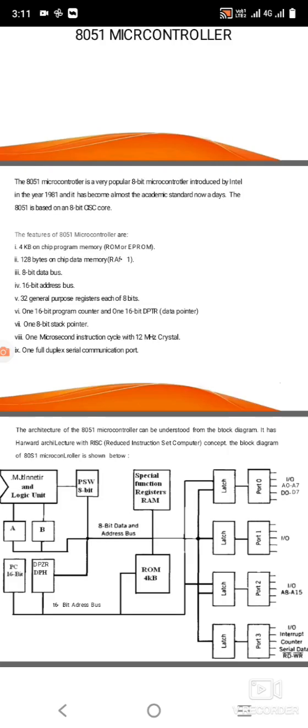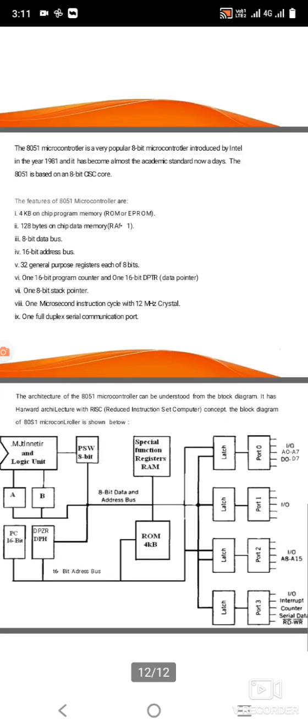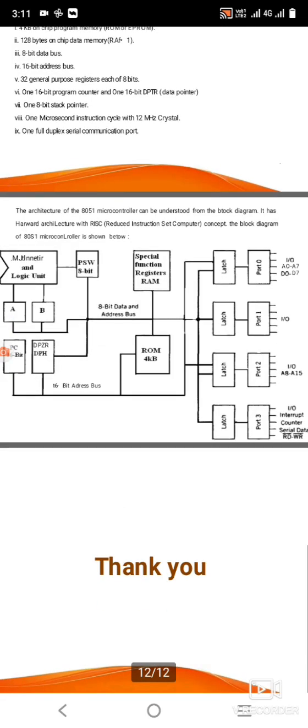Then 32 general purpose registers, each of 8 bits, two 16-bit counters and a 16-bit DPTR. DPTR is otherwise known as the data pointer. One 8-bit stack pointer, a one microsecond instruction cycle at a 12 MHz crystal, and a full duplex serial communication port are also available in the 8051 microcontroller. So this is the architecture of the 8051 microcontroller.